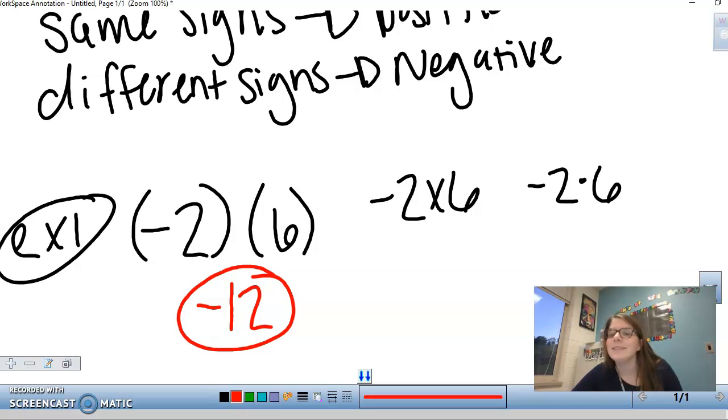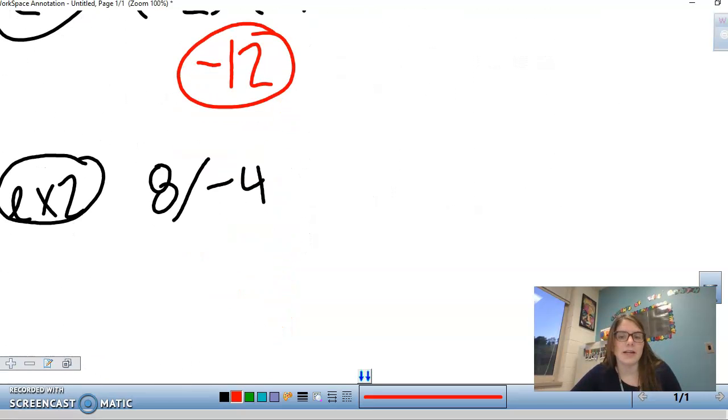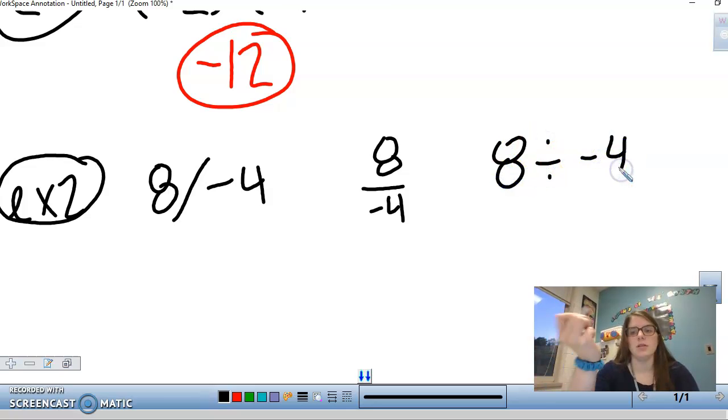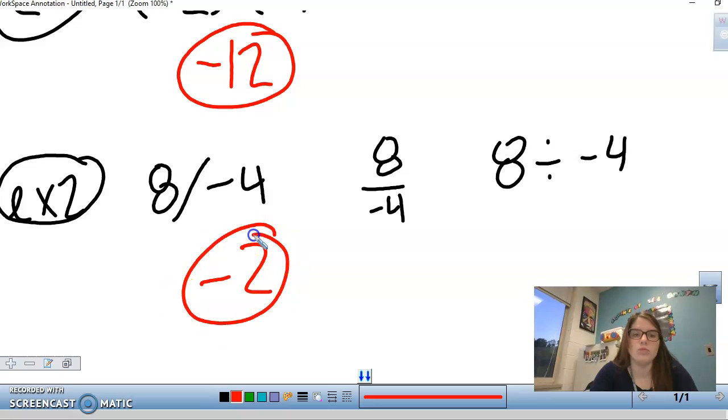So my answer should be negative 12. Groovy. All right, so the next one I have 8 divided by negative 4. Remember, this could look like this, or like this. It all means the same thing. So 8 divided by negative 4, I can see they're different signs, so I know it's going to be negative. So 8 divided by negative 4 would be a negative 2. Those ones are usually pretty easy when there's just two numbers.